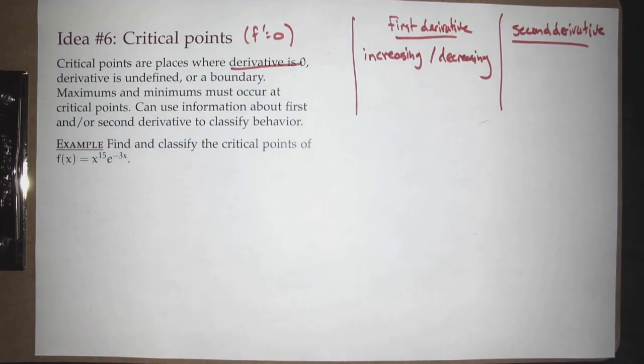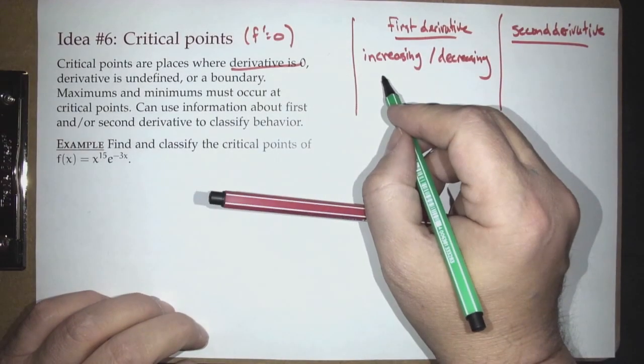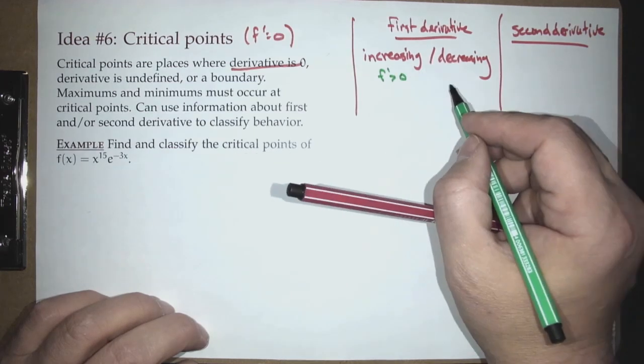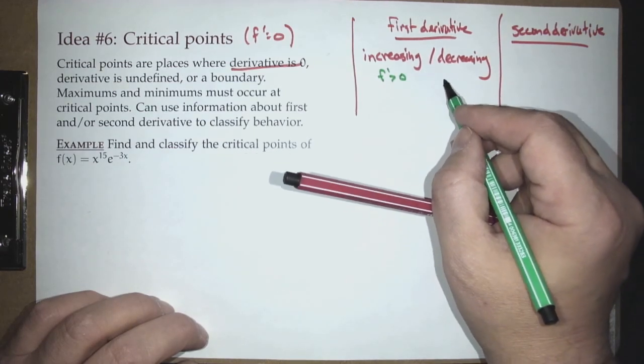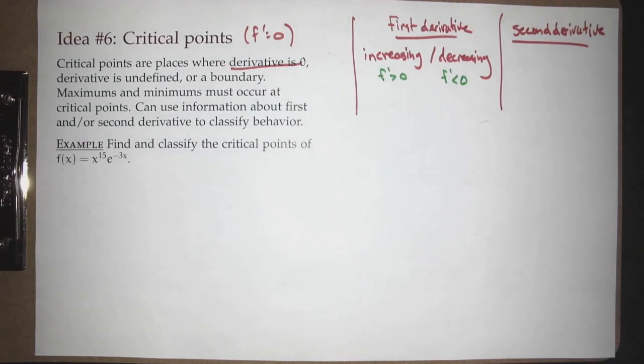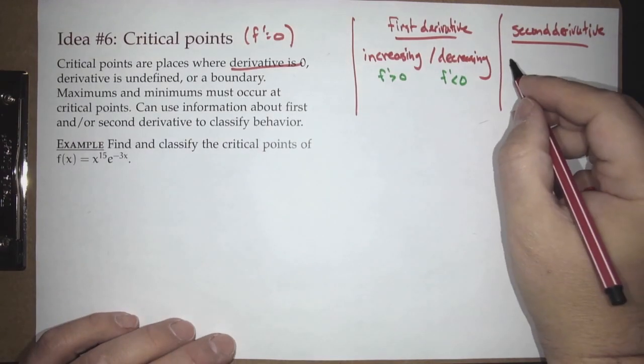So when do I know, when am I increasing? When it's, what is positive? The slope is positive. When am I decreasing? When I'm negative. All right, now second derivative, given what we said about increasing, decreasing, what is the second derivative going to tell us? Concave up, concave down.